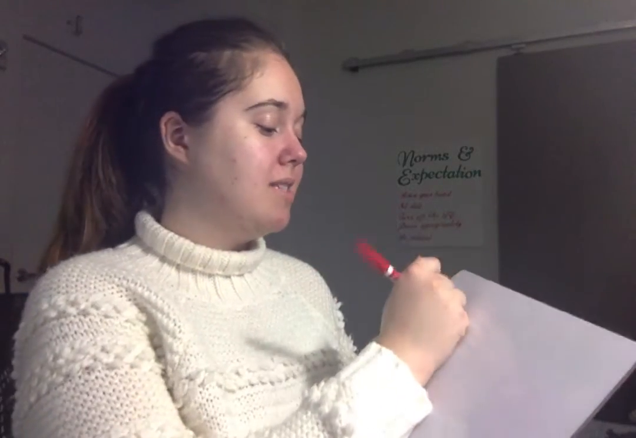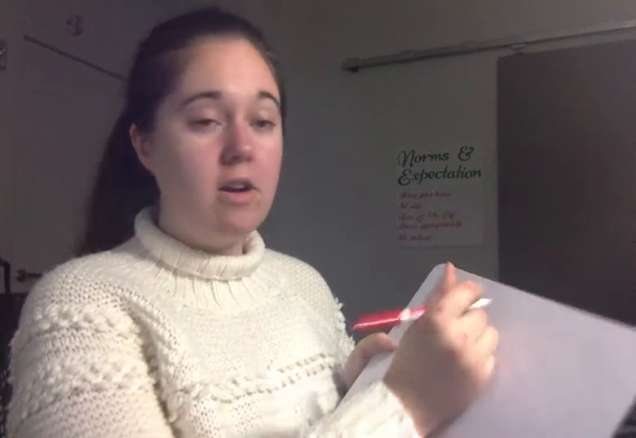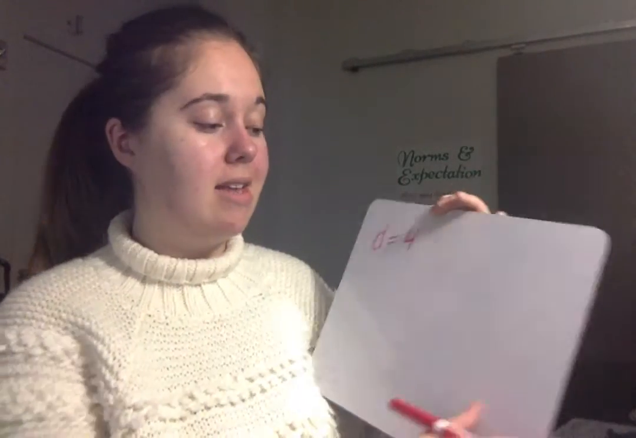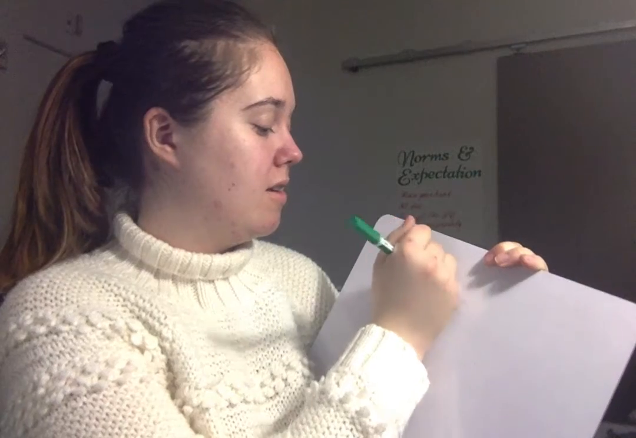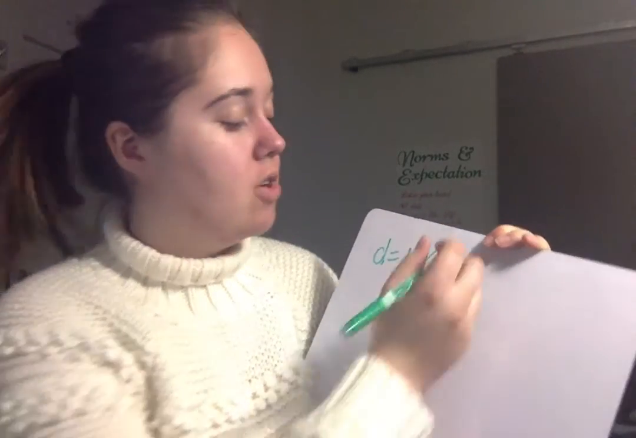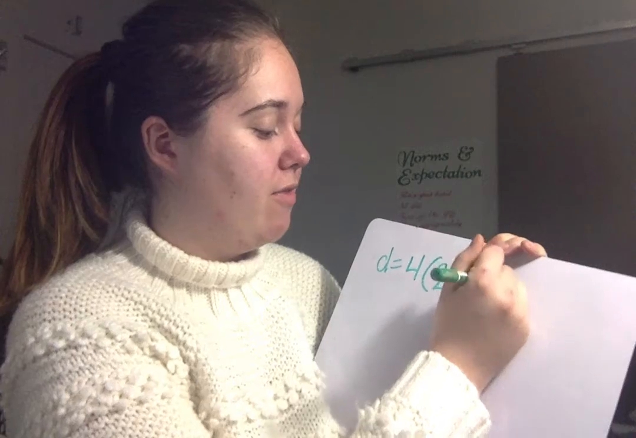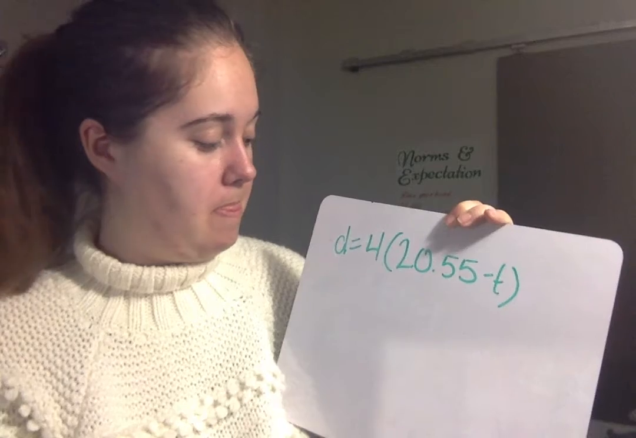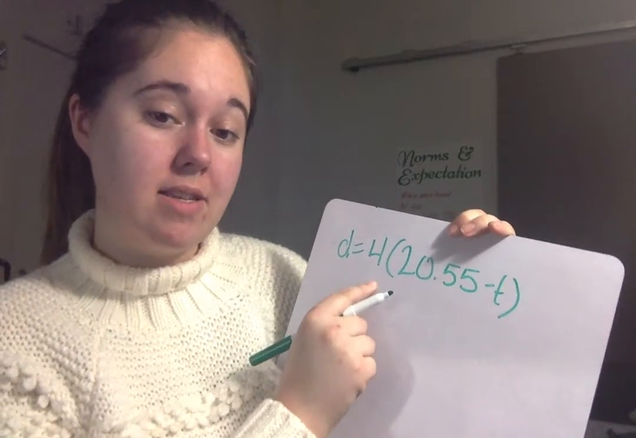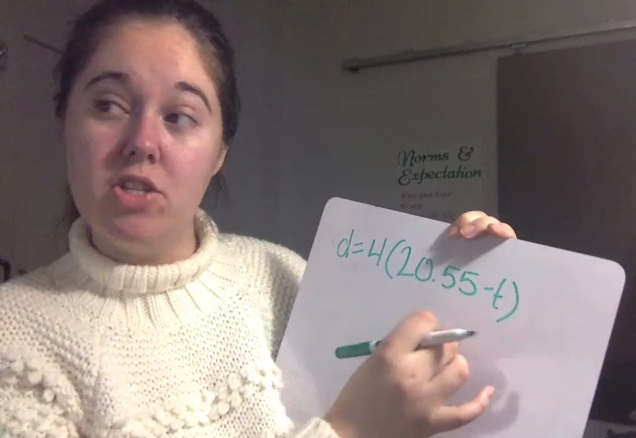Sorry, that was C. Let's go to D. Write an expression in terms of t that represents Sam's total distance. So Sam's total distance is going to be D equals 4, right? That rate that Sam uses. Sorry, I should be using green. D equals 4 times 20.55 minus t. Okay? So 4 is the rate, and then this is the amount of time he's going to do.